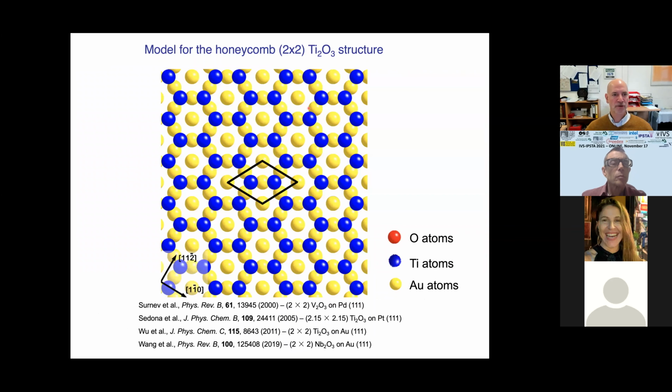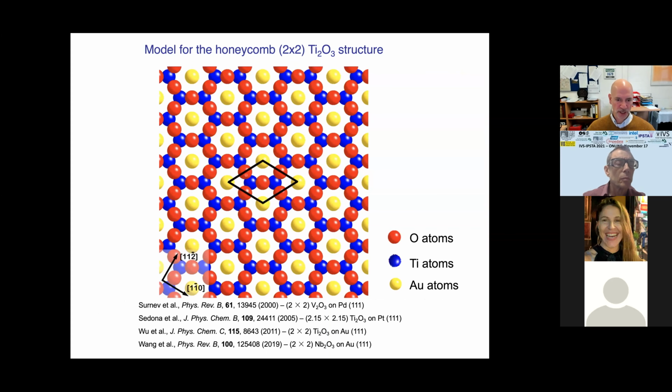So I'll go on now to discuss a little bit what we've done with these 2x2 TiO2O3 honeycomb structures. This is a gold surface here in yellow. That's the top surface, and we put titanium atoms here. The titanium atoms sit in these threefold hollow sites, and then the oxygen atoms sit in between the titanium atoms. And that gives rise to this honeycomb structure. We've observed it for TiO2O3 on gold, but you can see it for vanadium on palladium or on platinum, or on niobium oxide on gold as well.